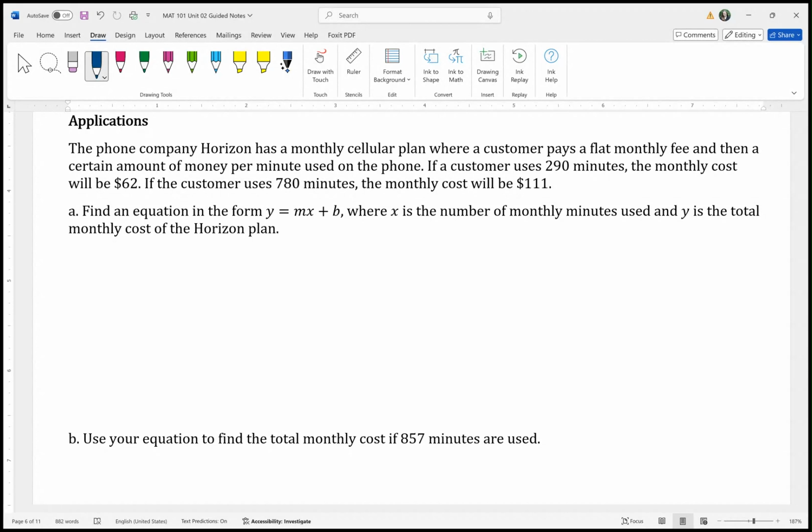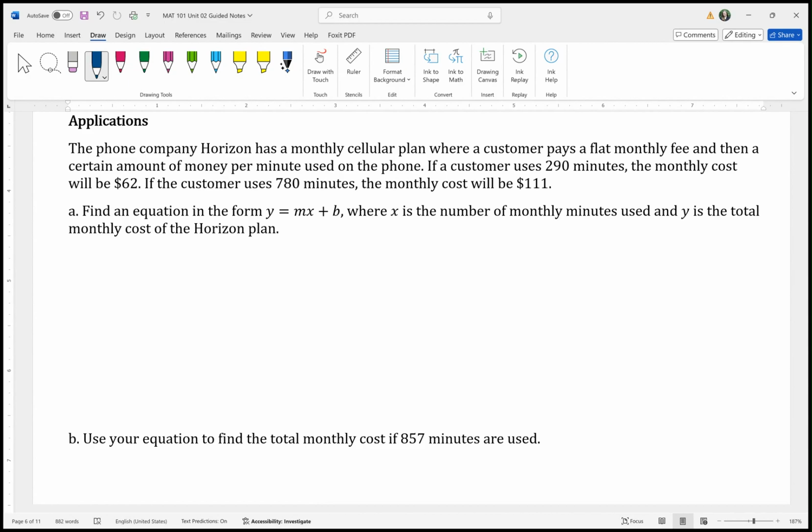Part 1, or Part A: find an equation in the form y equals mx plus b, where x is the number of monthly minutes used and y is the total monthly cost of the Horizon plan. Okay, let's tackle the A part first. So this is number 1. What is it asking us to do? The first words in that A part are: find an equation.